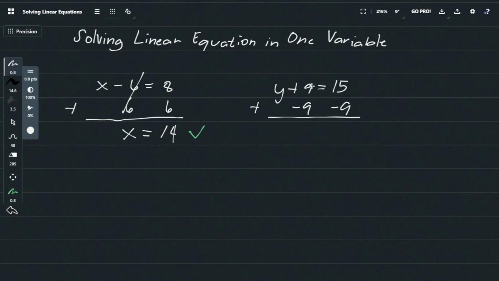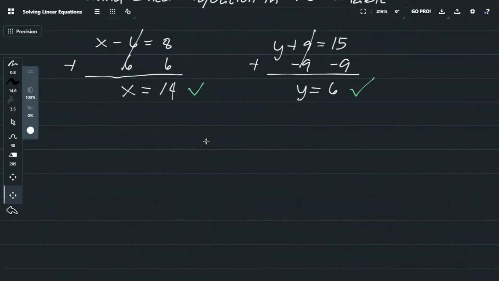Okay, so we have positive 9 plus negative 9 is just equal to 0. So we are going to cancel this out. So we have y is equal to 15 plus negative 9, which is just equal to positive 6. So the correct answer is y is equal to positive 6. So we'll have another example.